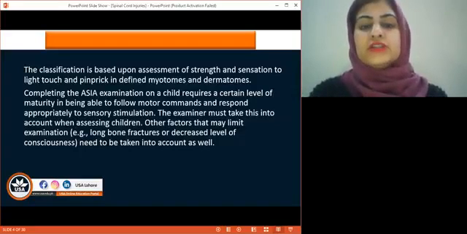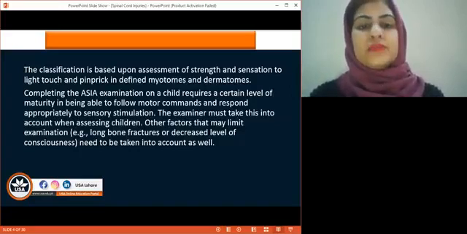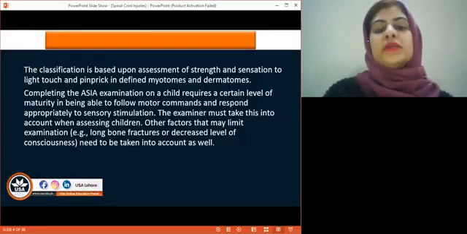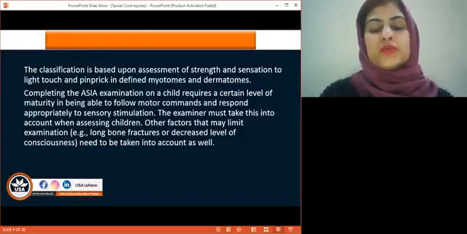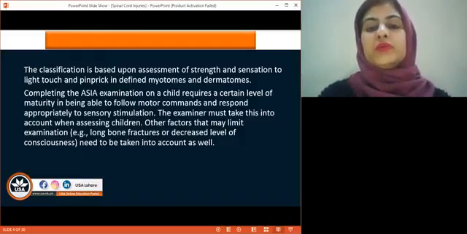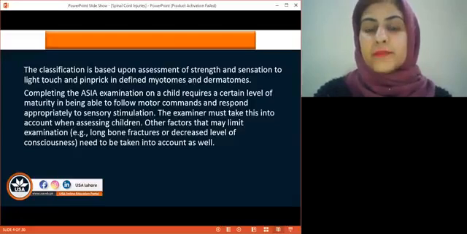The classification is based upon assessment of strength and sensation to light touch and pinprick. This is defined in myotomes and dermatomes. So according to the myotomes and dermatomes, you can assess the strength and sensation to light touch and pinprick.